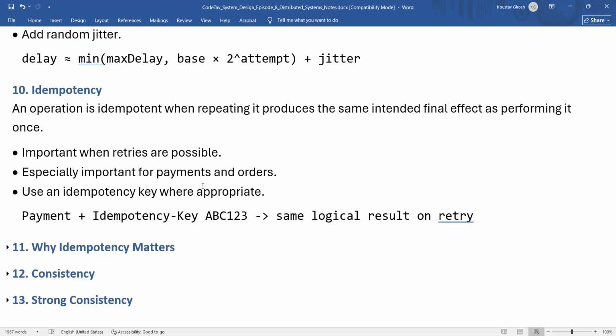To prevent this, we can use an idempotency key. For example, we can set the idempotency key as something like payment-12345. If the same request comes again with the same key, the server knows that it is a duplicate request, so it can return the previous result instead of performing the payment again. This is extremely important for payments, orders, bookings, ticket reservations, money transfers, and so on.